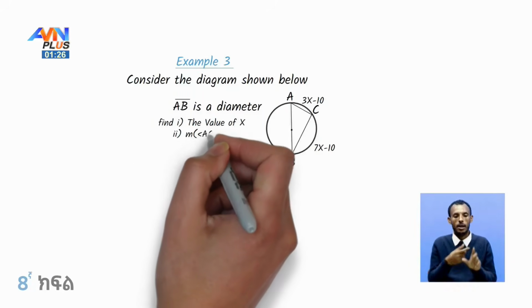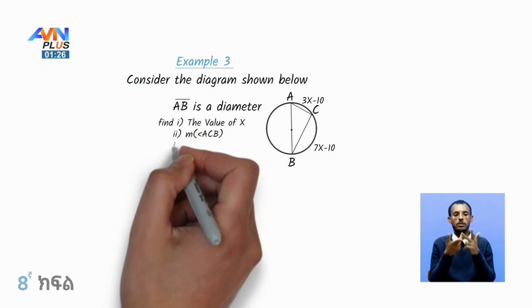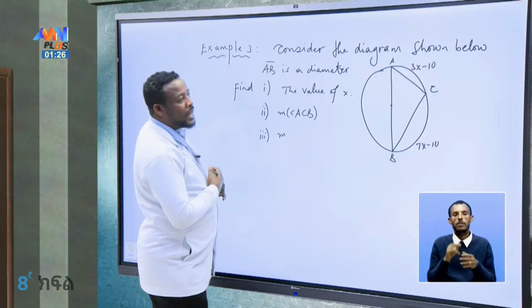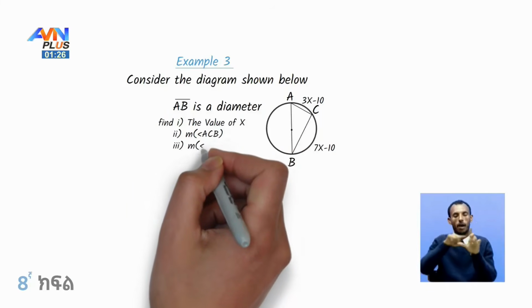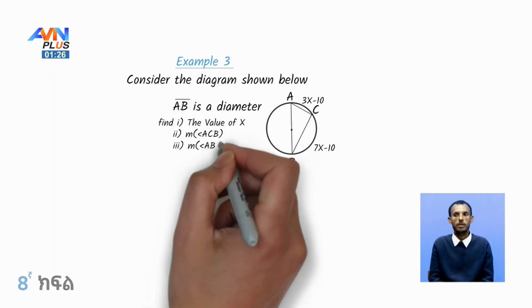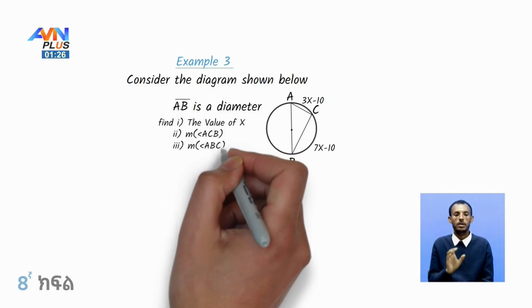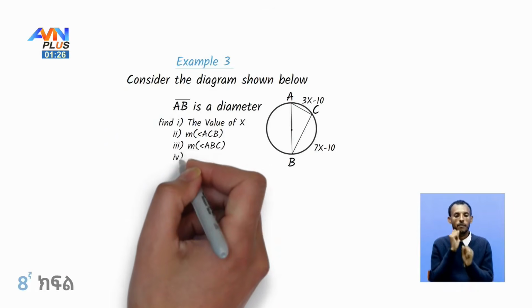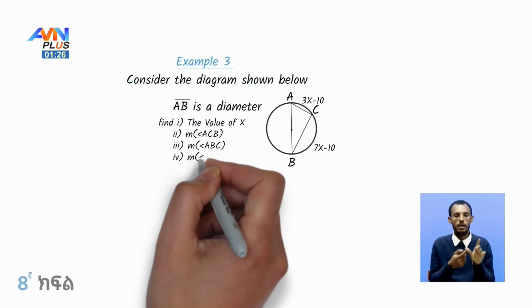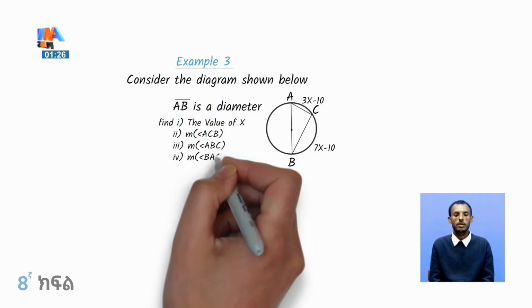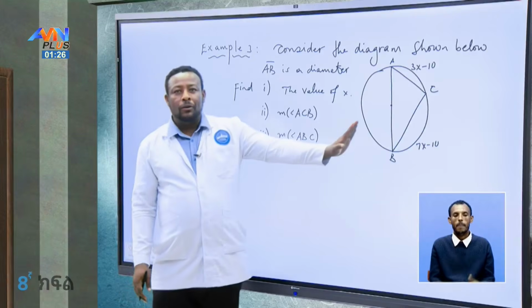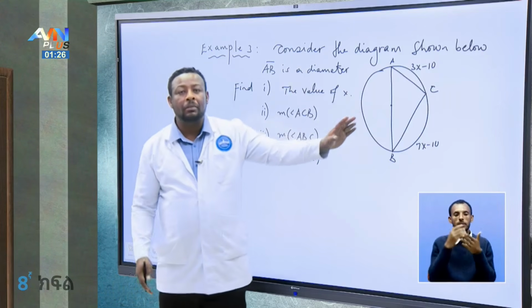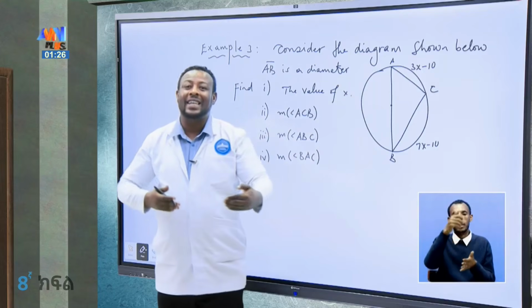The third question is find the degree measure of angle ABC. Lastly, find the measure of angle BAC. Now, you need to observe this diagram. In this diagram, it's given that AB is the diameter.